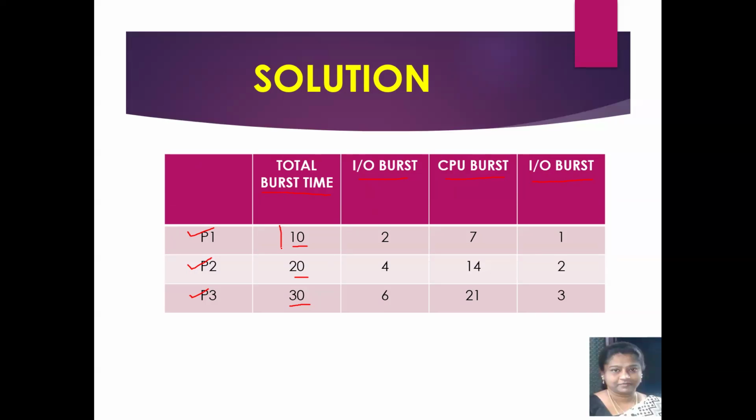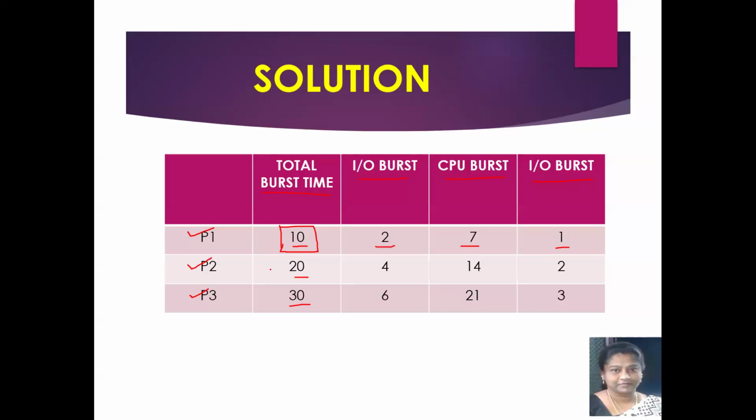The total execution time of P1 is 10. Out of 10, the first 20% is for I/O burst, which means 2 milliseconds for I/O. The next 70% means 7 milliseconds for CPU burst. And the last 10%, which means the last 1 millisecond, is for I/O burst again. So this is how the I/O burst, CPU burst, and I/O burst again for P1 are computed. If you add up these three, 2 plus 7 plus 1, we get 10. In a similar manner, we are going to do it for P2 as well as P3.